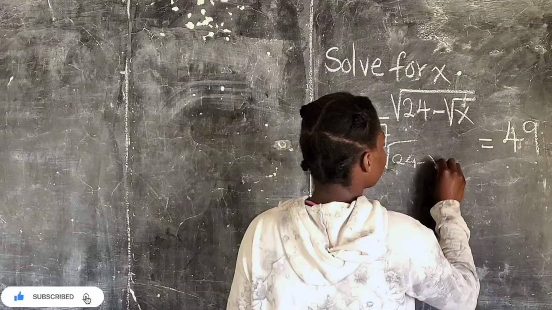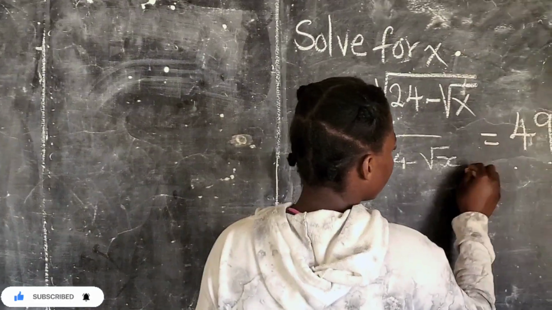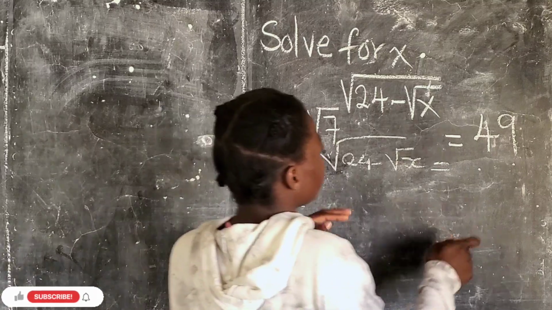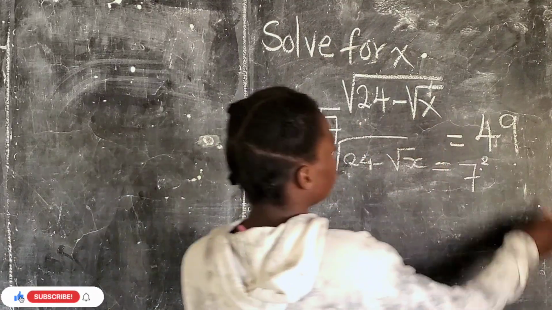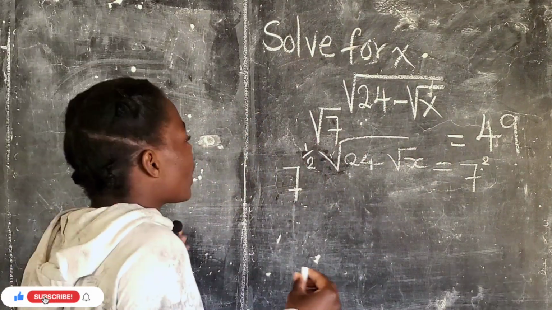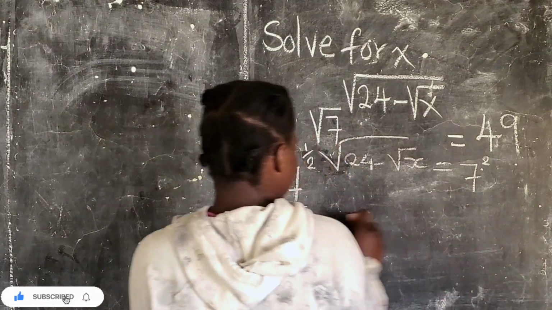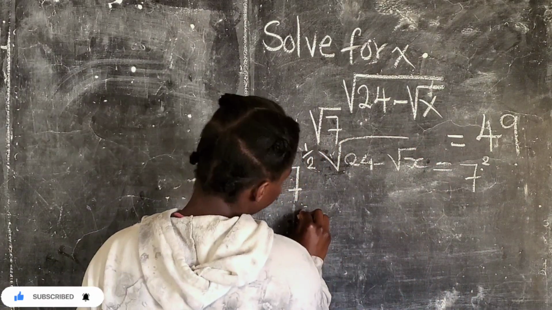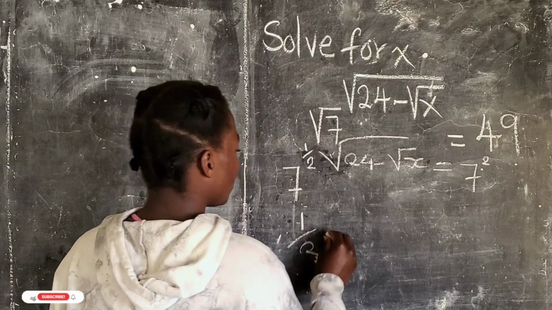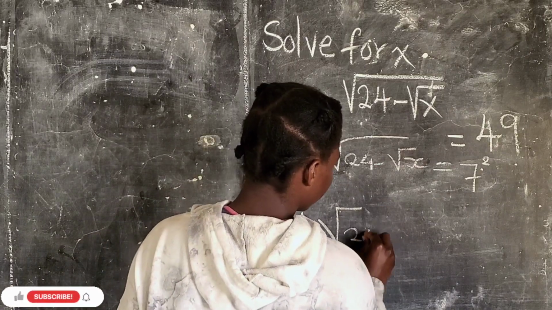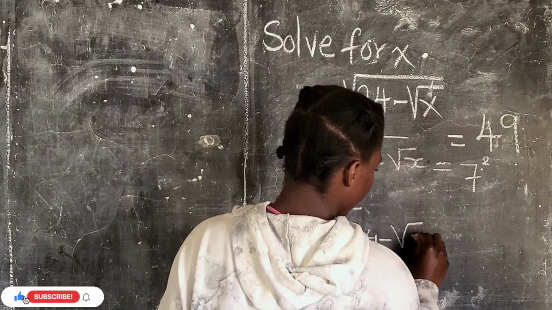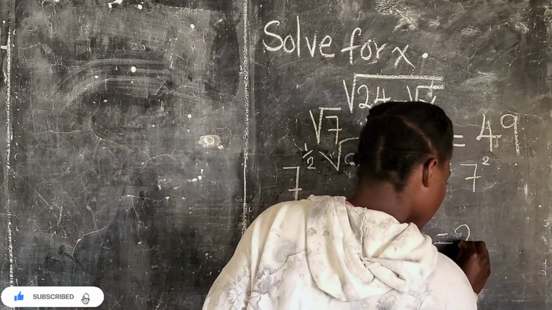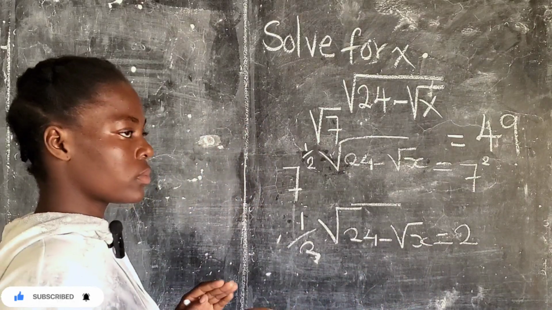24 minus the square root of x is equal to, so for this one to have the same base as this one, it can be 7 squared. So we have the same bases. So the bases are the same. We can get the power for us to solve the question, which is 1 over 2, 24 minus the square root of x is equal to, the power here is 2. So we're getting 2.